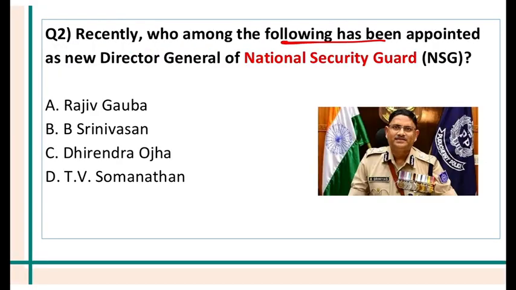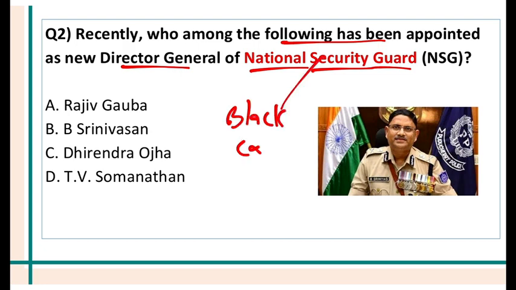Who among the following has been appointed as the Director General of National Security Guard? National Security Guard are also known as Black Cats. They are commandos, Black Cats commandos. So Mr. B. Srinivasan, he is a senior IPS officer from Bihar cadre, and he is the Director General.